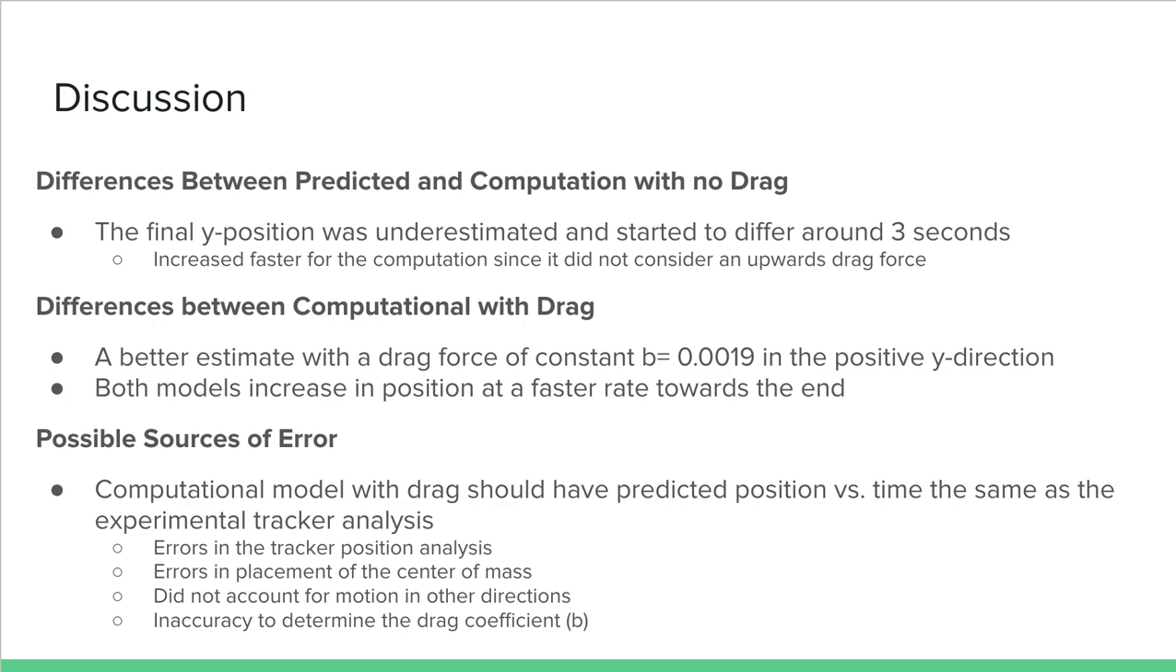Both models increased position at a faster rate towards the end due to possible sources of error, including errors in the tracker position analysis, error in placement of the center of mass. It didn't account for motion in other directions, and inaccuracy to determine the drag coefficient b.